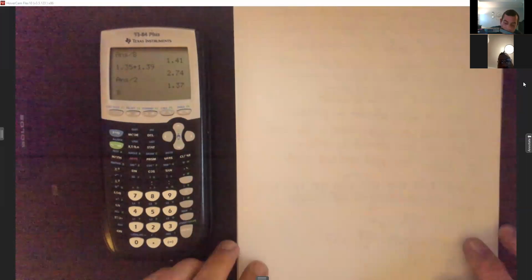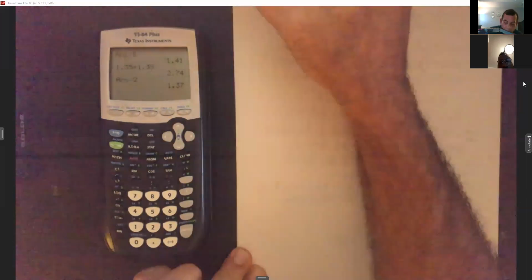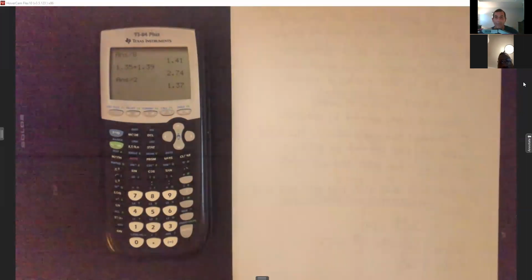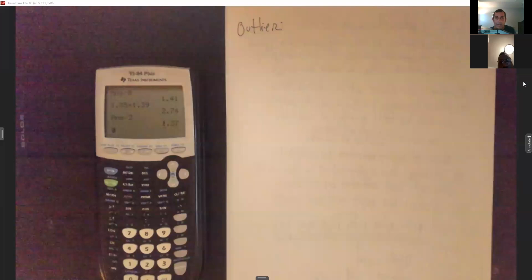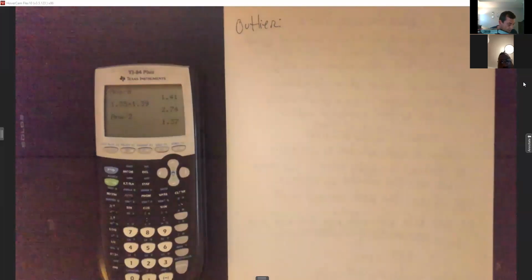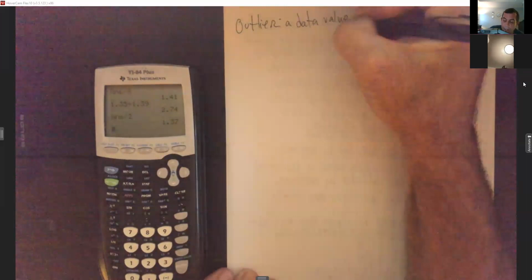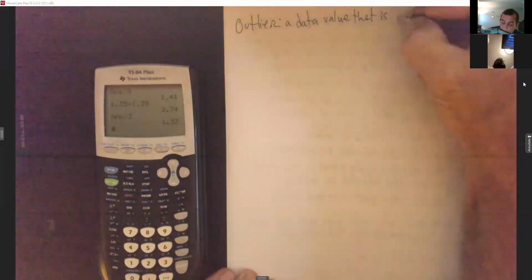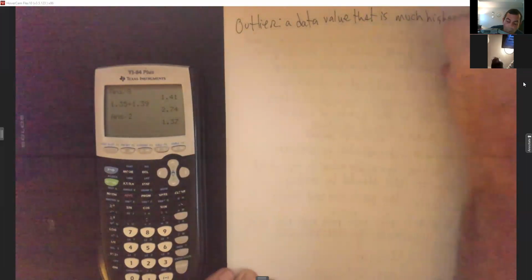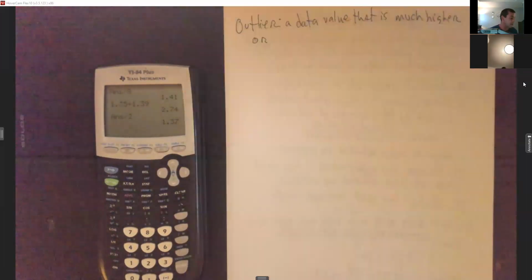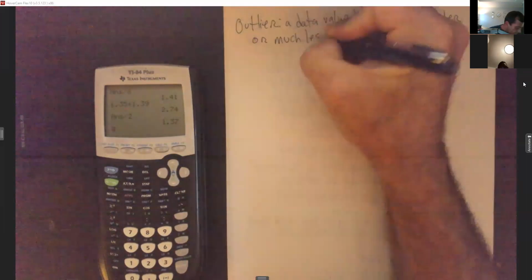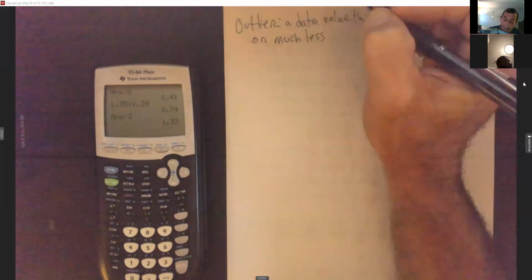Alrighty, so now I'll go and I'll actually talk about the outlier. Alright, so let me move my camera back up, y'all. So the outlier, like I said, is a data value that is much higher or much less. Sorry about that. Or much less than the other values.